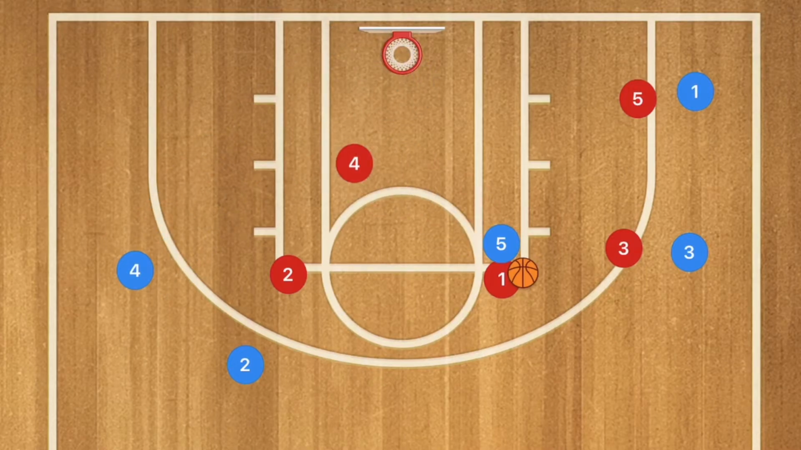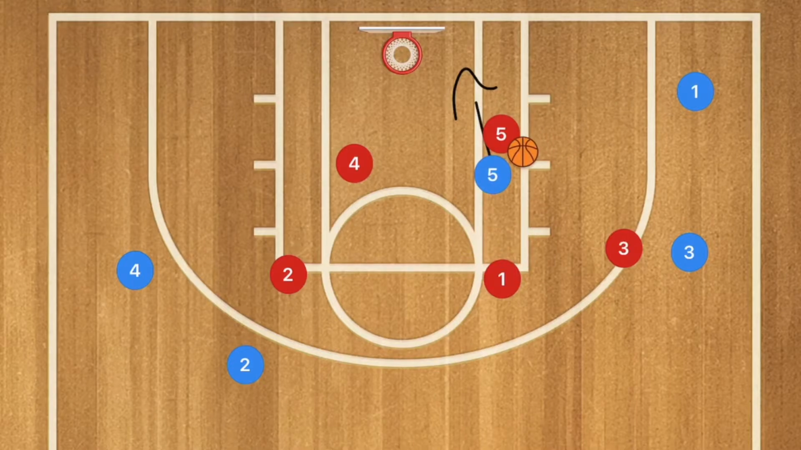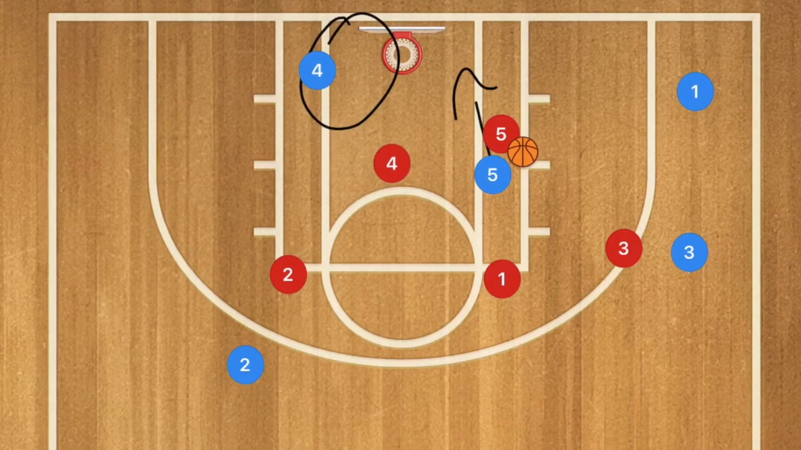And another option as well with player 5 is just driving towards the rim now. Now, when he drives towards the rim, one of two things can happen. Player 4 can cut baseline, which may be an open opportunity for a layup, or we could pass the ball out to player 1 for that 3-point shot.